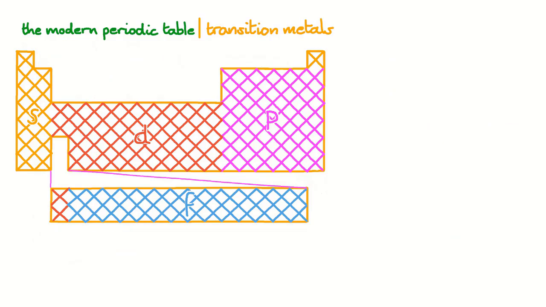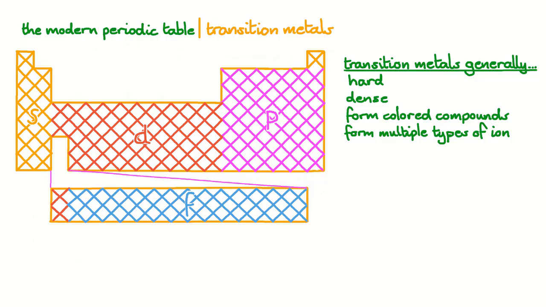The last important collection of elements we need to address is the transition metals or transition elements. Elements in this particular group are hard and dense in their elemental form and tend to form coloured compounds and multiple types of ion. Iron is a good example of a transition metal. It's hard and dense, and it's commonly to be found in coloured compounds containing Fe2+ or Fe3+ ions. Generally speaking, these are the elements considered transition metals: most of the D block and all of the F block.